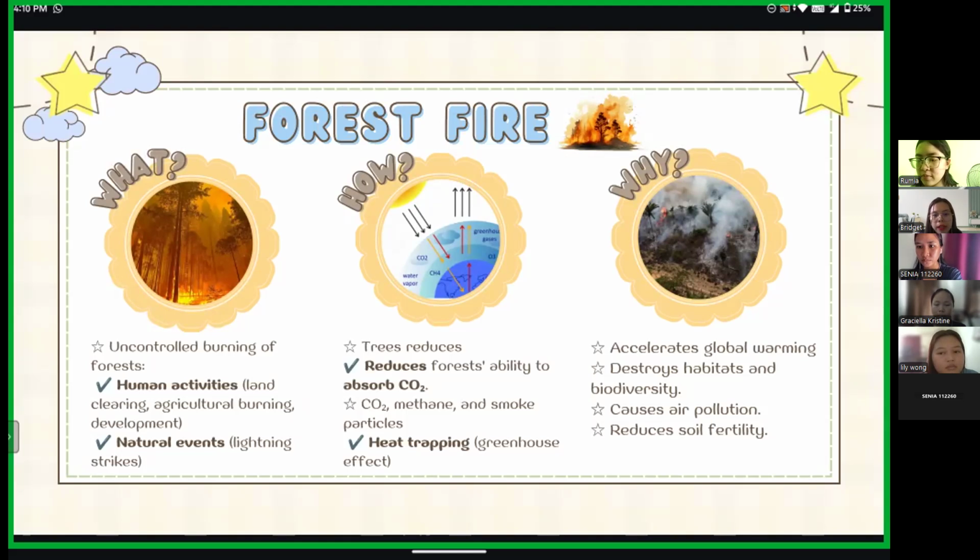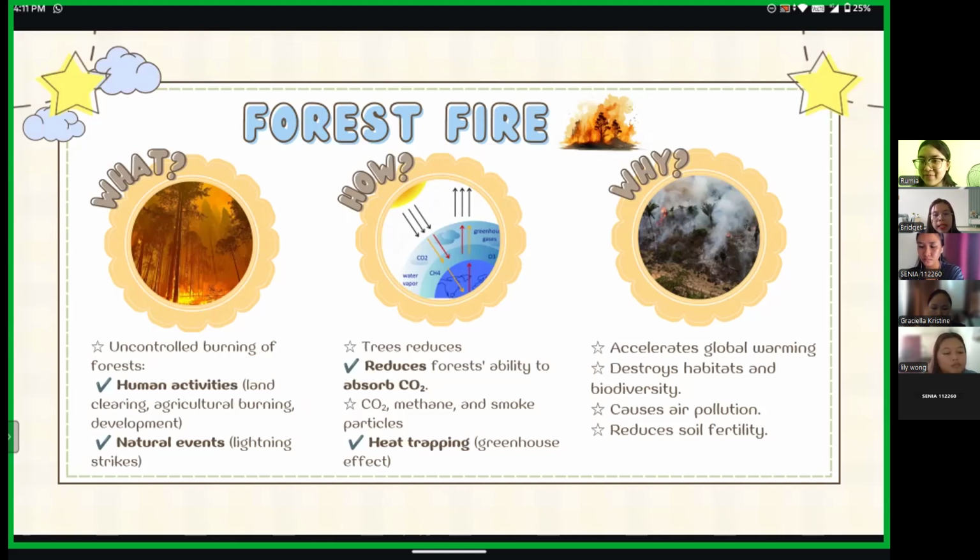So why are forest fires a concern? Eventually, forest fires accelerate global warming. Forest fires increase the atmospheric concentration of greenhouse gases. Higher greenhouse gas levels lead to rising global temperatures as well. So this contributes to long-term climate change. Climate change as well makes the fires more frequent and more severe.